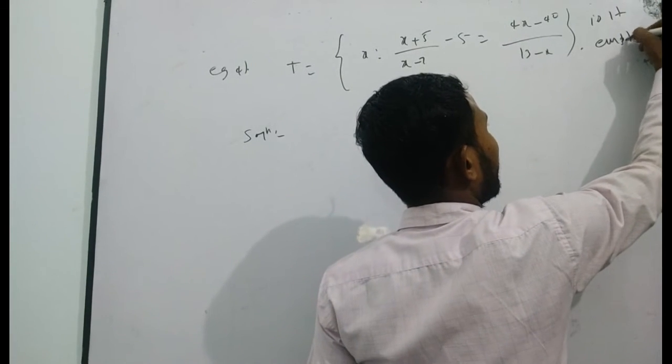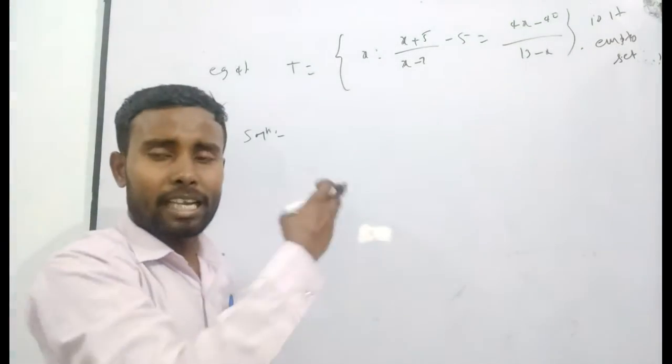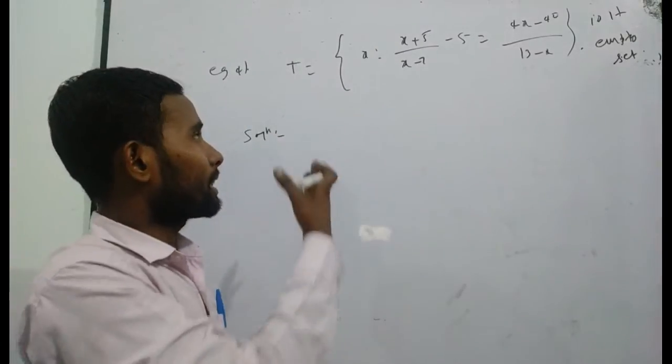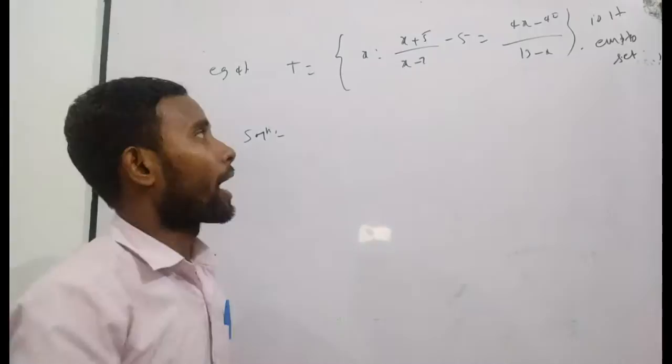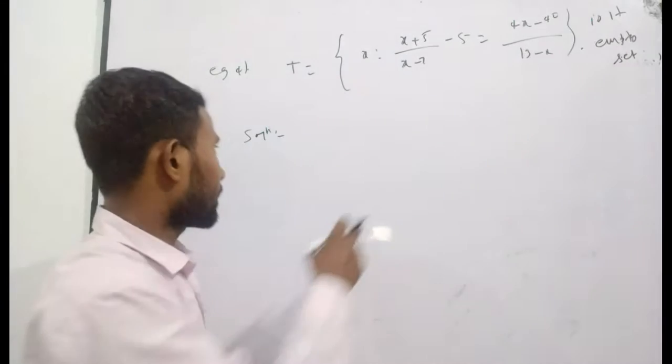In which condition can you say that this is an implicit, where you couldn't get any solution of this equation? First, I want to solve it.